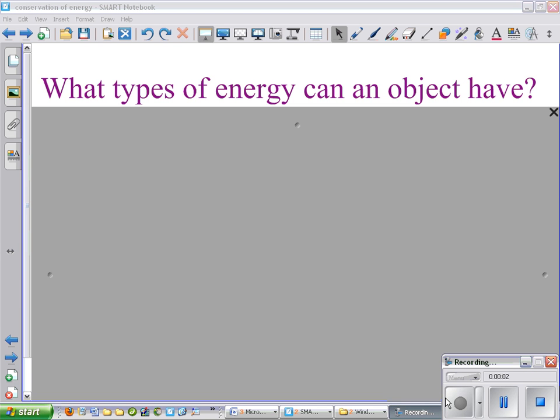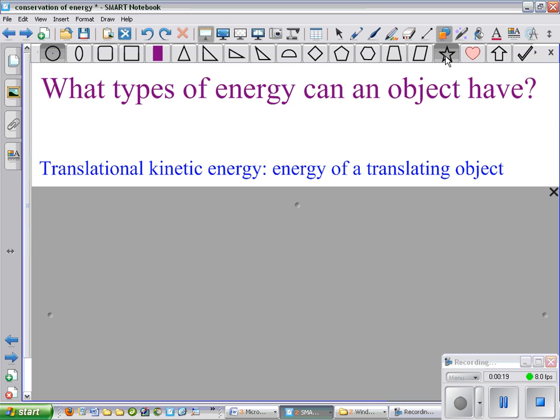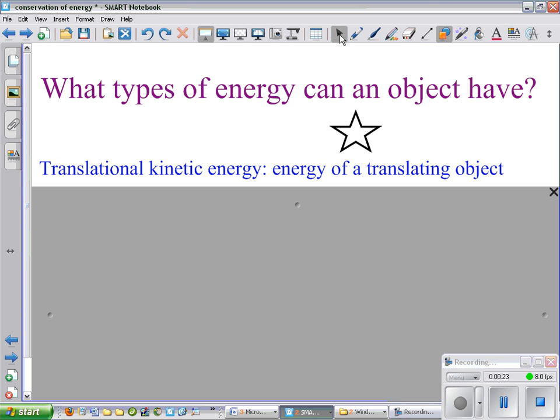and specifically the ones that we can calculate for in conservation of energy. So, there are three basic types that we're going to calculate for. Translational kinetic energy means energy of a translating object. For instance, if I have a star, but we have a nice object to translate, this is an example of translating, this is an example of translating, and this is an example of rotating, which is not translating. So as long as it is moving side to side or up and down, that is translating, and this is rotating, so changing the orientation of an object.